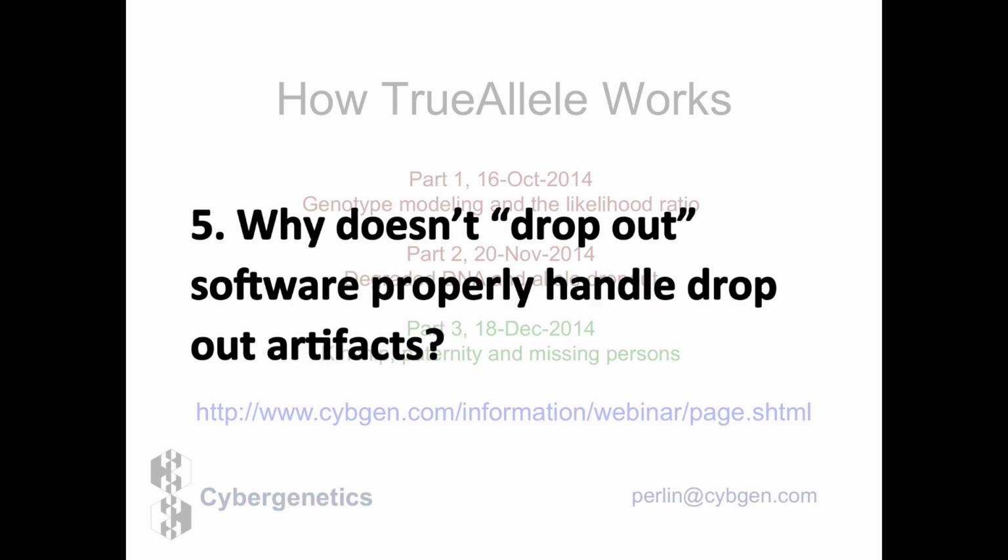The next question is, why doesn't dropout software properly handle dropout artifacts? The answer really is that just putting in a dropout parameter isn't going to handle dropout artifacts, or at least not well. Dropout software often has a threshold, so the quantitative DNA is reduced to all or none events. It's not accounting for peak patterns, and it's trying to add a second parameter, a dropout parameter, or maybe a third parameter, a drop-in parameter, to a threshold parameter, trying to explain a 100-dimensional problem with just a few parameters. That tends to not work.